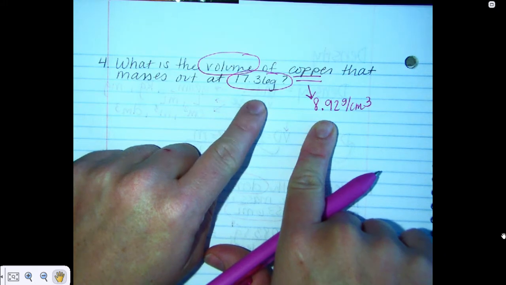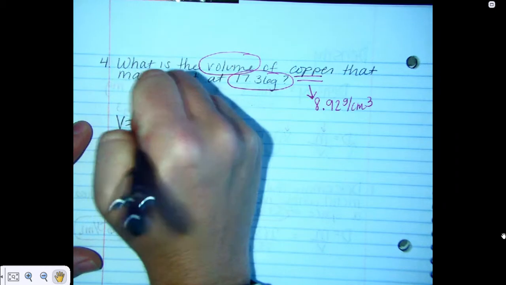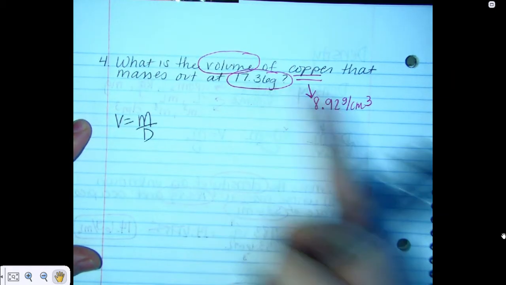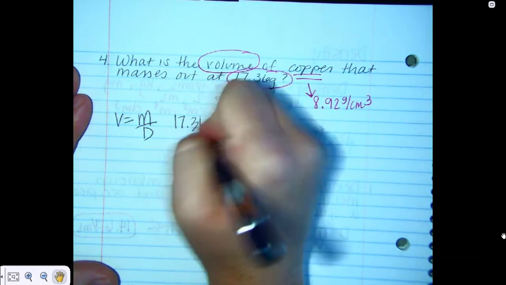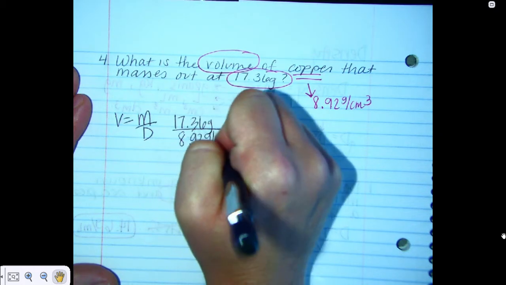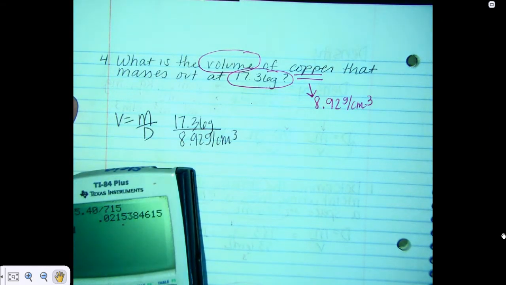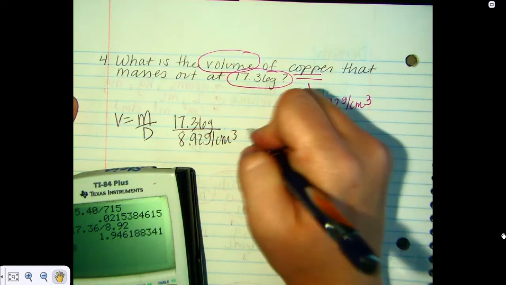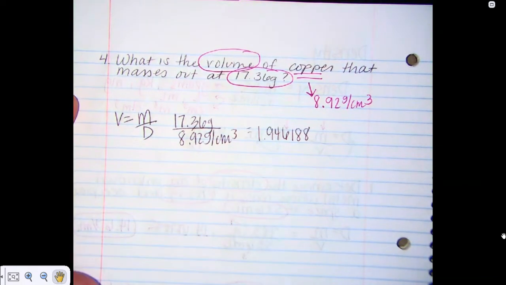So I'm being asked again to solve for volume. Volume is mass over density. I have the mass, I have the density, plug and chug. 17.36 grams over 8.92 grams per centimeter cubed. All right, let's get our calculator. 17.36 divided by 8.92 is going to give me 1.946188. That's plenty of digits.